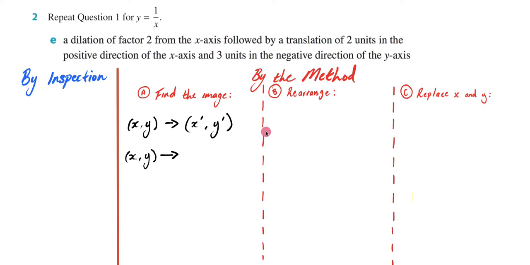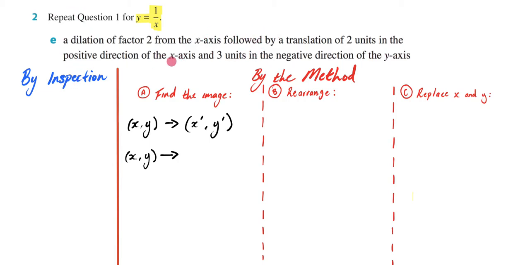Alright, so we're doing exercise 7c, and in this video I'll be answering question 2e, which is getting us to repeat what we did in question 1, but this time we're starting with the graph y equals 1 over x. Then we have to do a dilation of a factor of 2 from the x-axis, followed by a translation of 2 units in the positive direction of the x-axis and 3 units in the negative direction of the y-axis. So a lot is going on with our transformations.